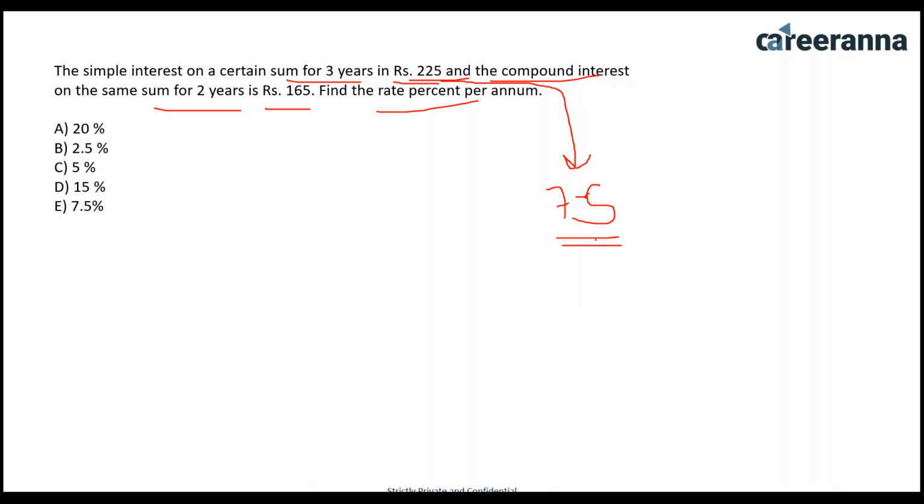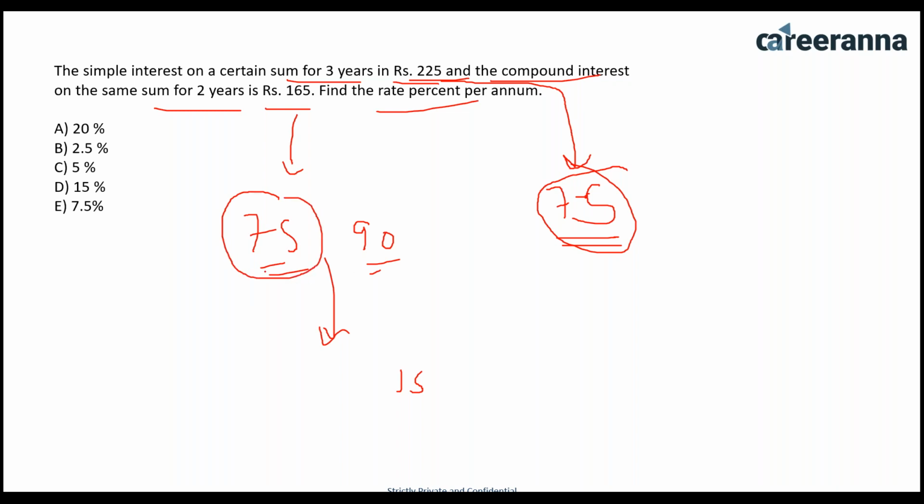If it is 75 for 1 year, I told you that for the first year, simple interest and compound interest are always the same. So the compound interest for the first year would be 75, and if I subtract 75 from 165, the remaining part would be 90, right? So what is the difference? It is 15. And 15 is what percentage of 75? It is 20%. So the answer for this question is option A.